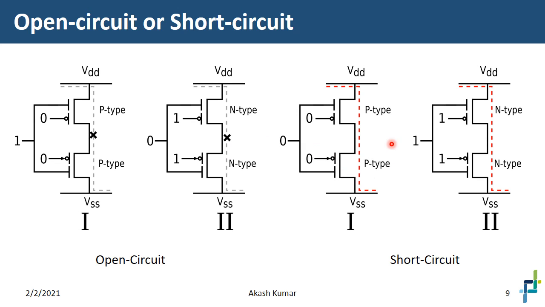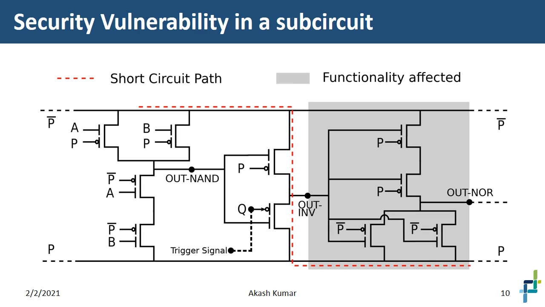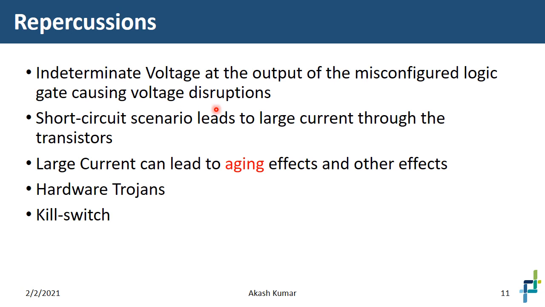But if you configure these circuits in a way that you get a short circuit, that's much worse. Here we show the example where both are configured as PMOS and an input of 0 is applied. In this case, you get a short circuit behavior from supply to ground, and likewise in the rightmost figure. So this particular vulnerability has serious problems. First of all, the output you get for the remaining part of the circuit is non-deterministic, and therefore the functionality may not be correct. The short circuit behavior also leads to large current through the transistors, which can lead to faster aging of circuits.